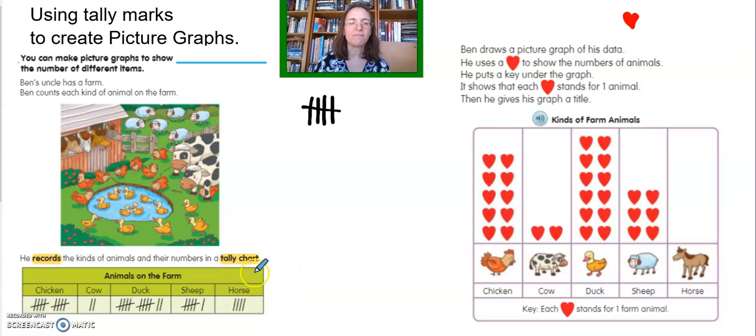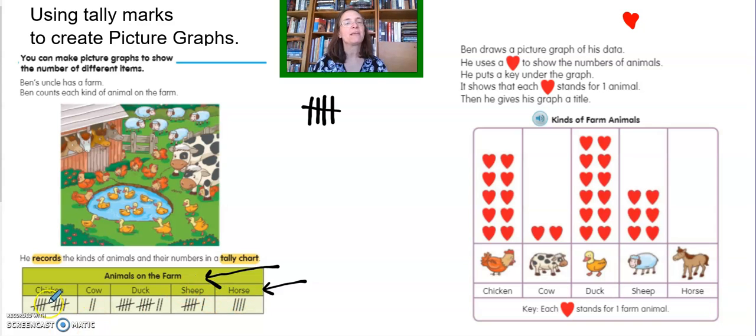Now, just like a graph, the tally chart has a title. So you know what these tally marks are for and of. They are of animals on the farm. And then notice that Ben also used a common feature of graphs. He has different groups and labels for each one. He counted chickens, cows, ducks, sheep, and horses.